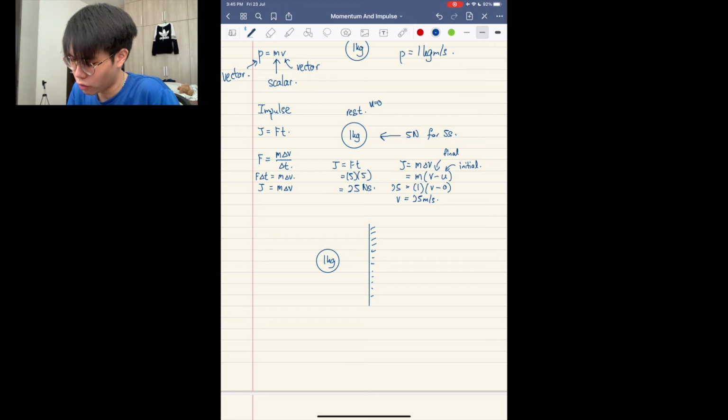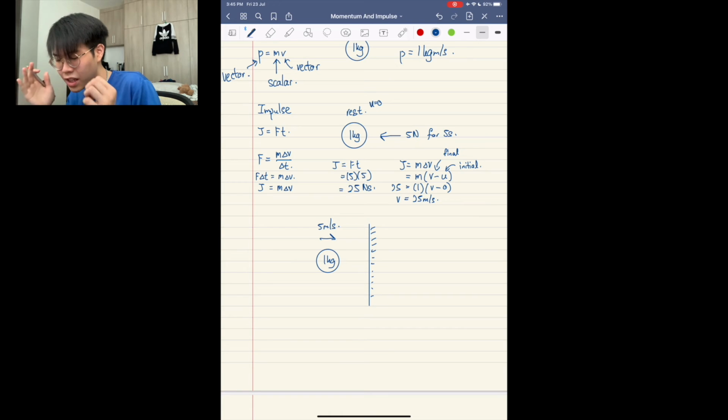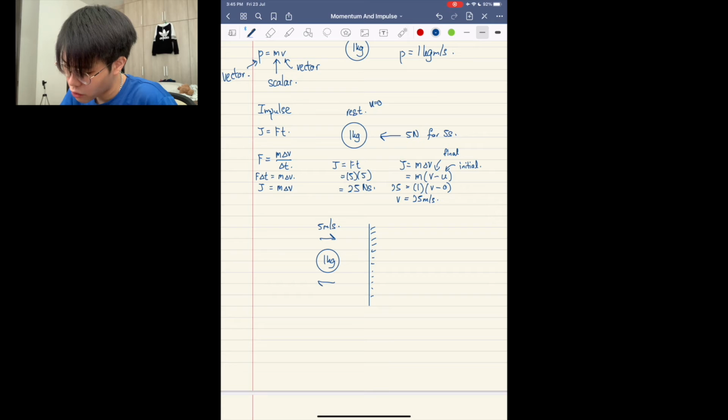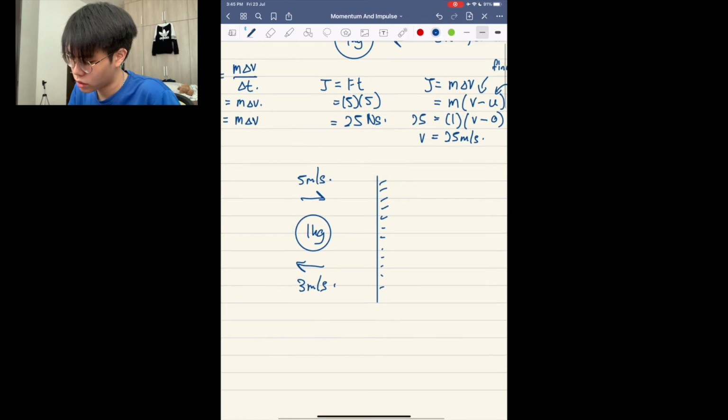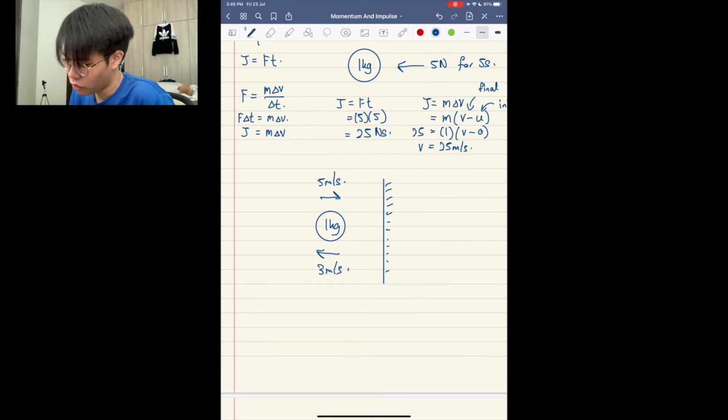Let's put it 1 kilogram again. It's much easier in calculation. So first, this ball is moving with 5 meters per second. After that it hits the wall and rebounds. So it rebounds with 3 meters per second. Now we need to find the impulse of the ball on the wall.